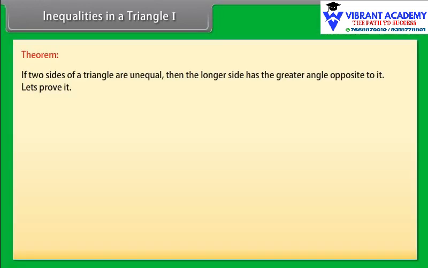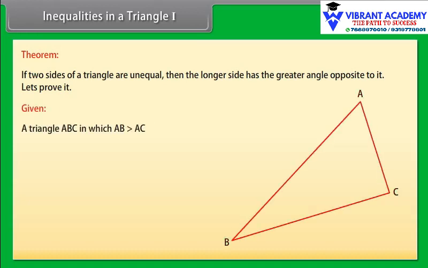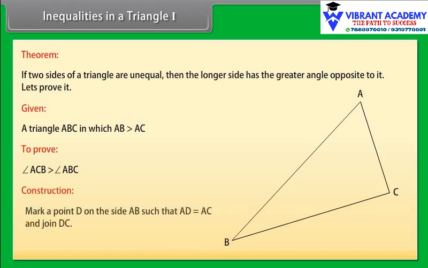Theorem: if 2 sides of a triangle are unequal, then the longer side has the greater angle opposite to it. Let's prove it. Given is a triangle ABC in which AB is greater than AC. We have to prove that angle ACB is greater than angle ABC. Construction: mark a point D on the side AB such that AD is equal to AC and join DC.